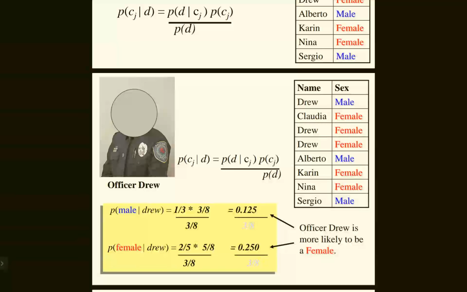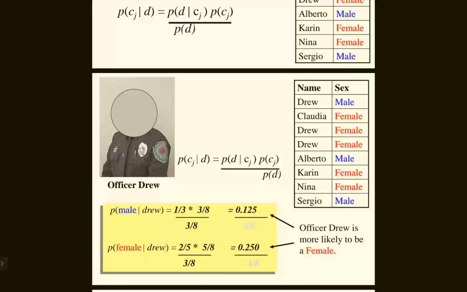Okay, so according to that value, we are going to find out whether it is male or female. Whichever probability comes out, we will say which class the particular test data belongs to, whether it is male or female. Okay, so when we have calculated the probability of male with respect to Drew, we have found all this value.